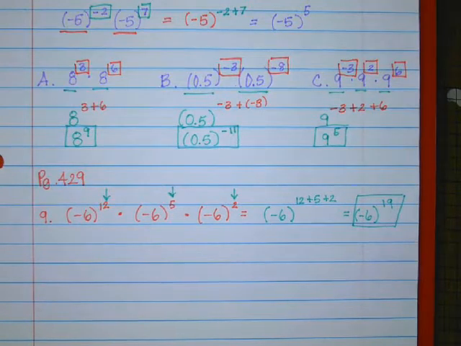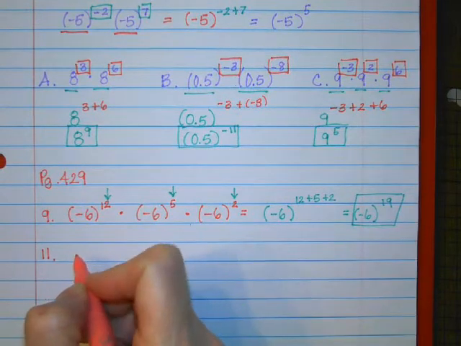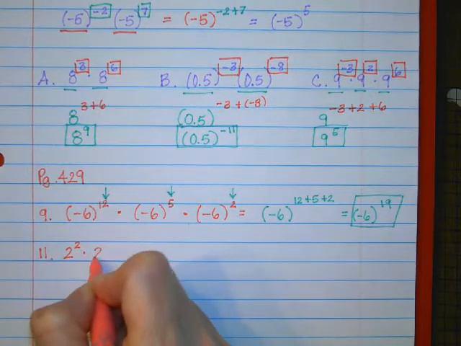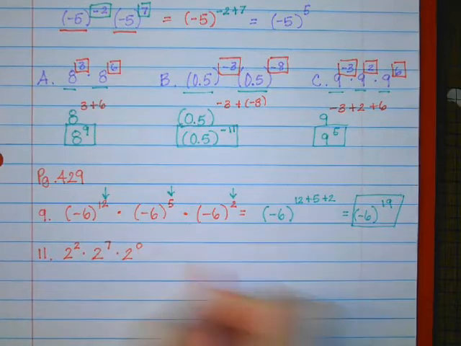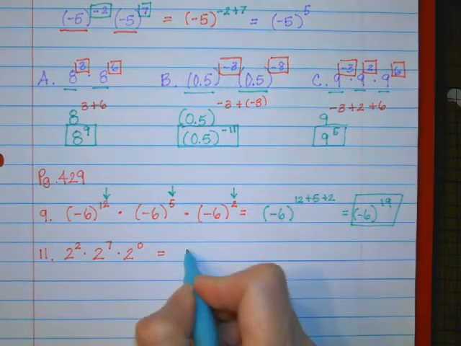All right, so let's try one more in this section. We'll do number 11. We got 2 to the 2nd power times 2 to the 7th power times 2 to the 0 power. All right, so let's see. Isaiah, what is our same base? That is correct. It is 2.